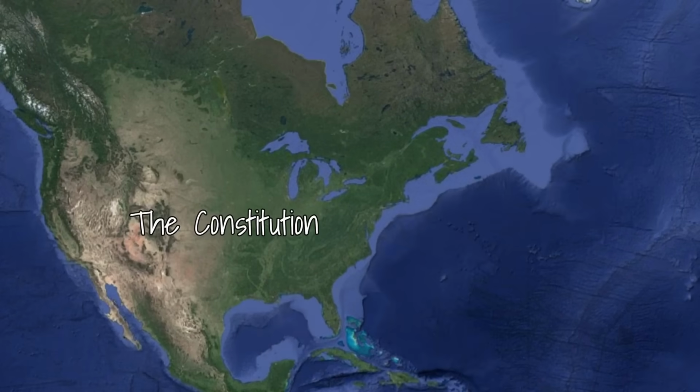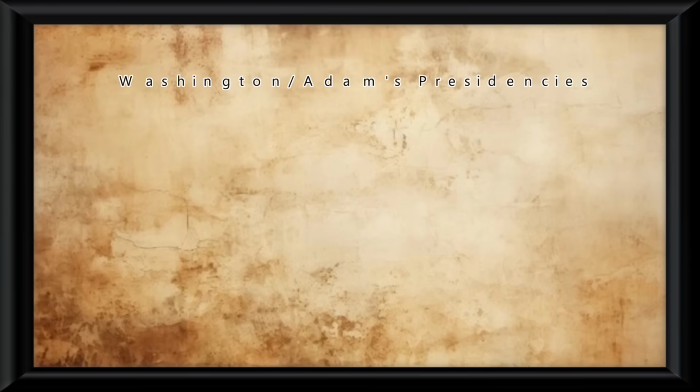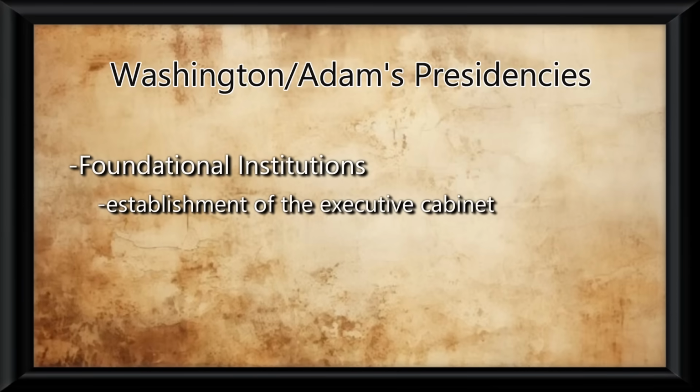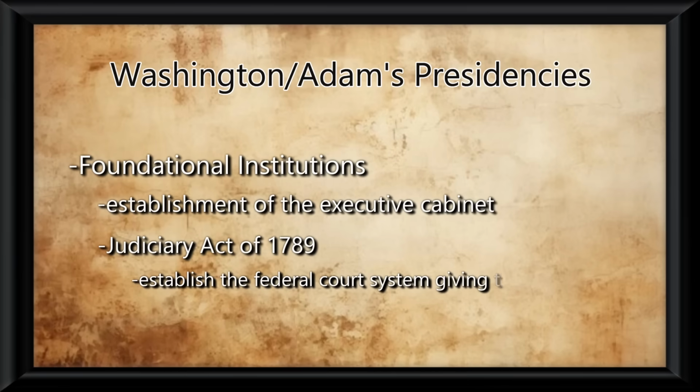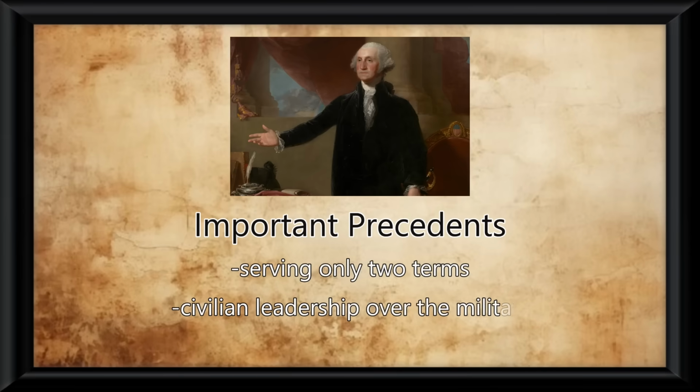So the Constitution is implemented and Washington becomes America's first president, shortly followed by John Adams. During their presidencies, foundational institutions were created to implement the Constitution, such as the establishment of the Executive Cabinet and the Judiciary Act of 1789, which would establish the federal court system, giving the judicial branch actual power. Specifically, Washington set important precedents, including serving only 2 terms and establishing a tradition of civilian leadership over the military.